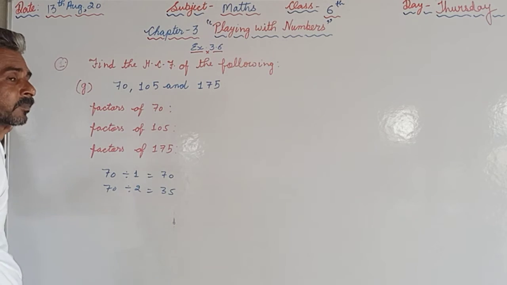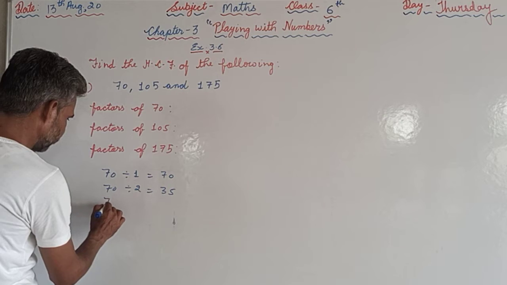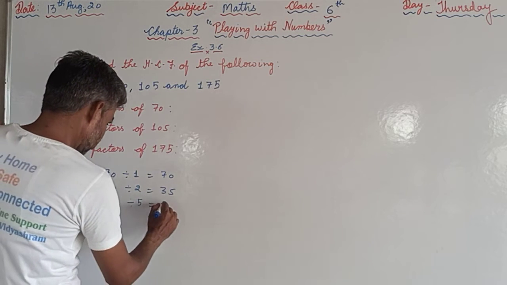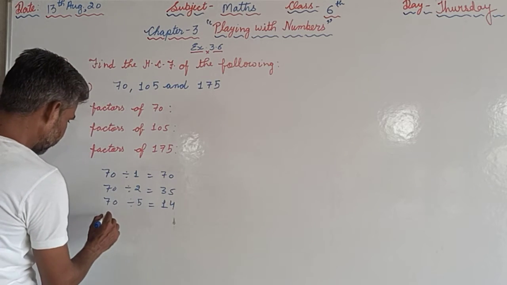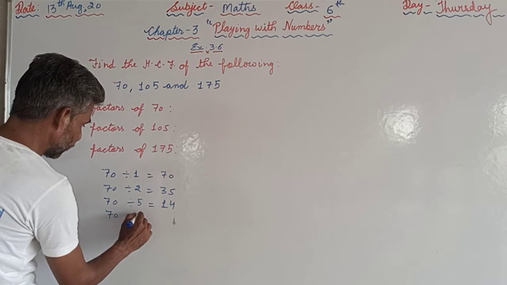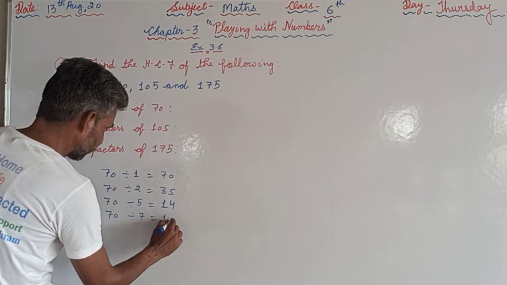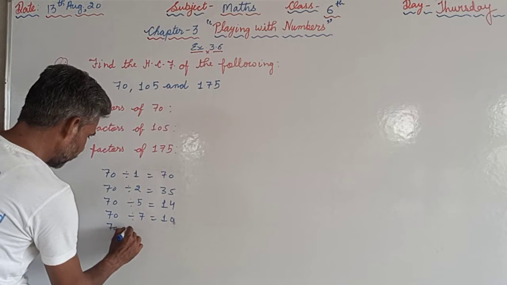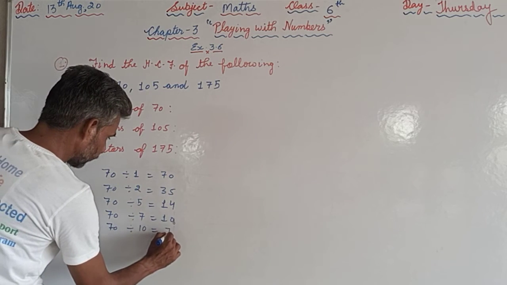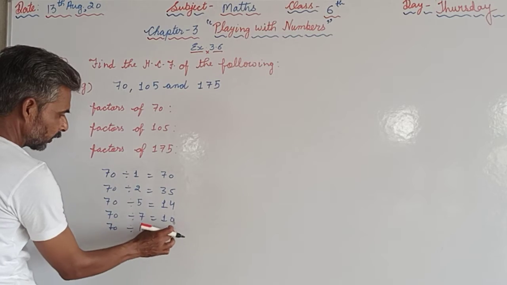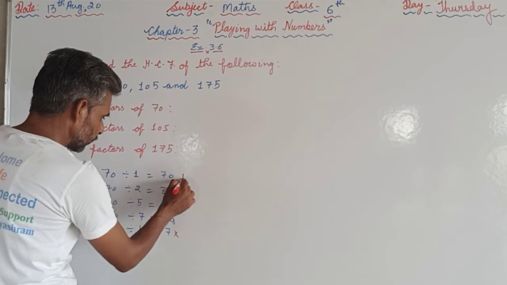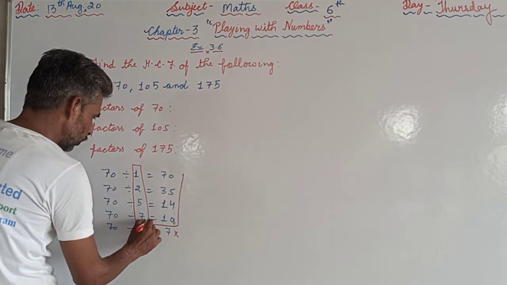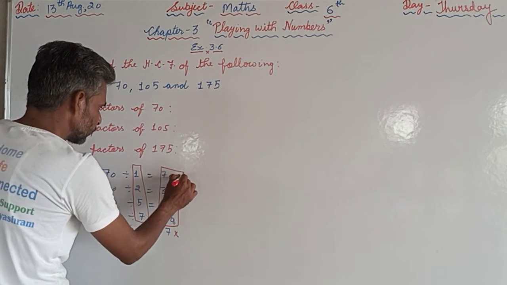70 is not divisible by 3 or 4, 70 is divisible by 5, and 70 is not divisible by 6, 70 is divisible by 7, and 70 is not divisible by 8 or 9, 70 is divisible by 10. So 7 already repeated and 10 already repeated, so we will not consider the second one, we will consider only this one. This is the box of the factors of 70.